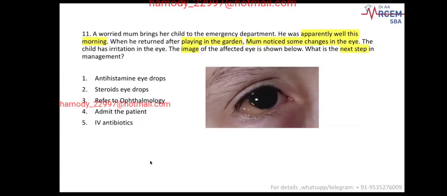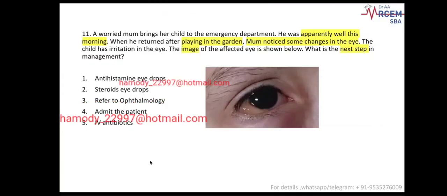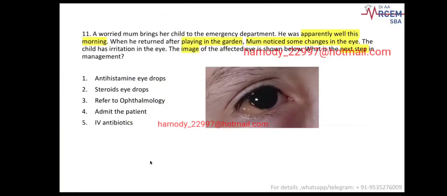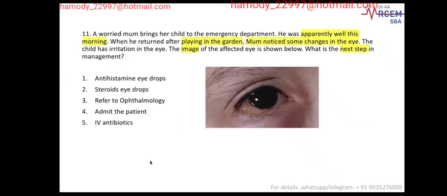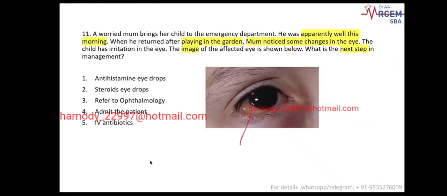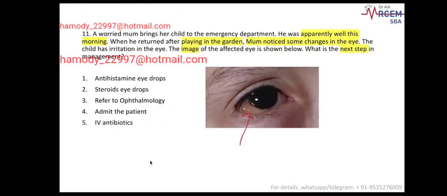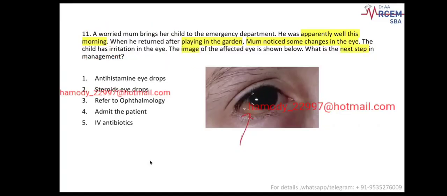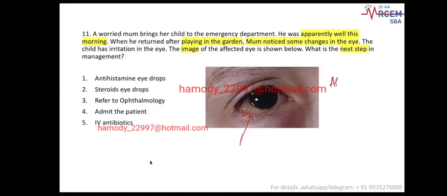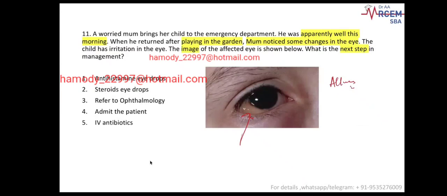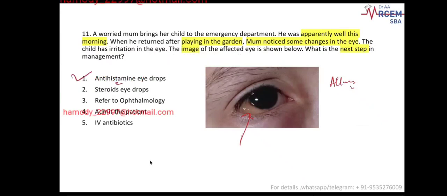Worried mom brought her kid to the emergency department. Apparently, this morning while playing in the garden, mom noticed some change in the eye. This is known as chemosis. Chemosis is typically seen in conjunctivitis, highly suggestive of conjunctivitis. Playing in the garden and it has developed. So, what are we thinking about? We are thinking more of allergic conjunctivitis for this patient. That's why we need to give antihistamine eye drops for this individual, which will be most effective here.